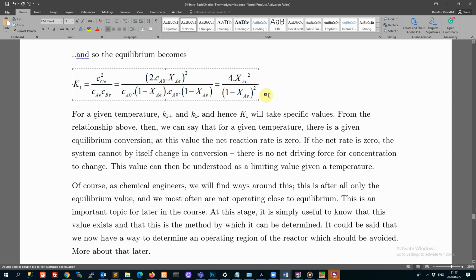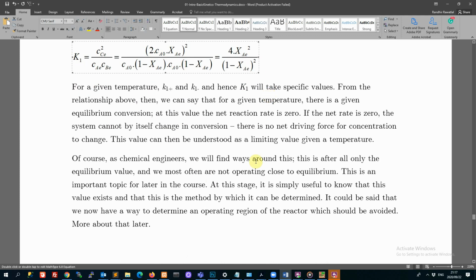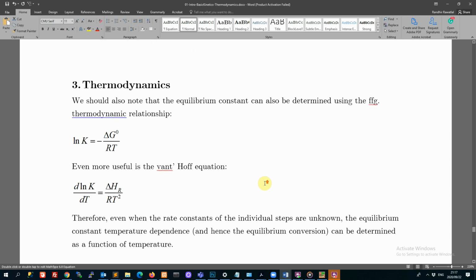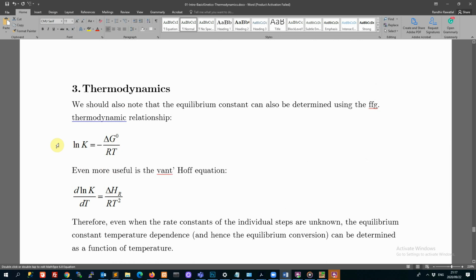Okay, so that's what we can do for conversion. And again, this is all high school chemistry. In a way, this is all just a revision session. And from our thermodynamics, we can find a relationship between the equilibrium constant, and this is the same K1 plus over K1 minus, and the Gibbs free energy. You can refer to your thermodynamics course in second year to see why this is. So we have this nice relationship.